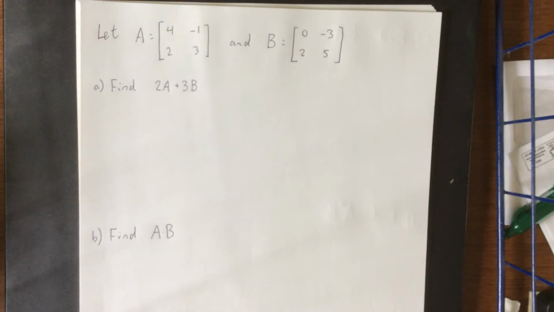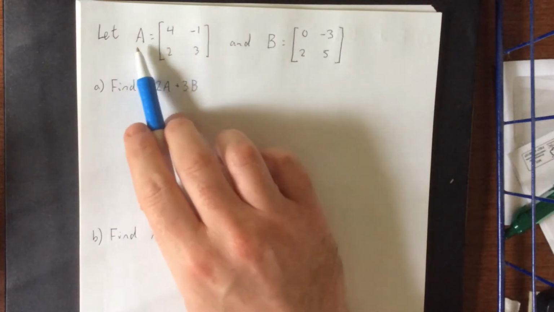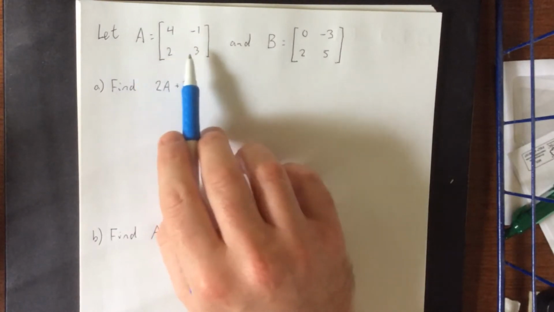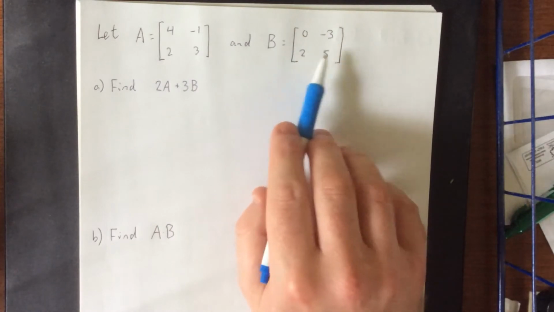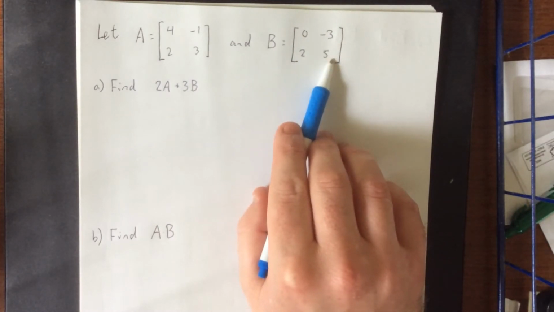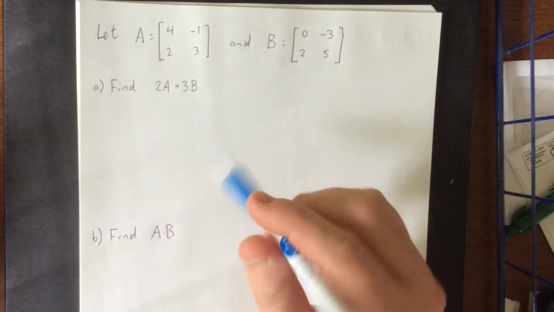In this video, we're going to be doing some elementary algebraic operations involving matrices. So we're going to start with a couple of 2 by 2 matrices. We have the matrix A, which is 4, -1, 2, 3, and the matrix B, which is 0, -3, 2, 5. First thing I'd like to do is known as a linear combination of these two matrices. I'd like to do 2 times A plus 3 times B.